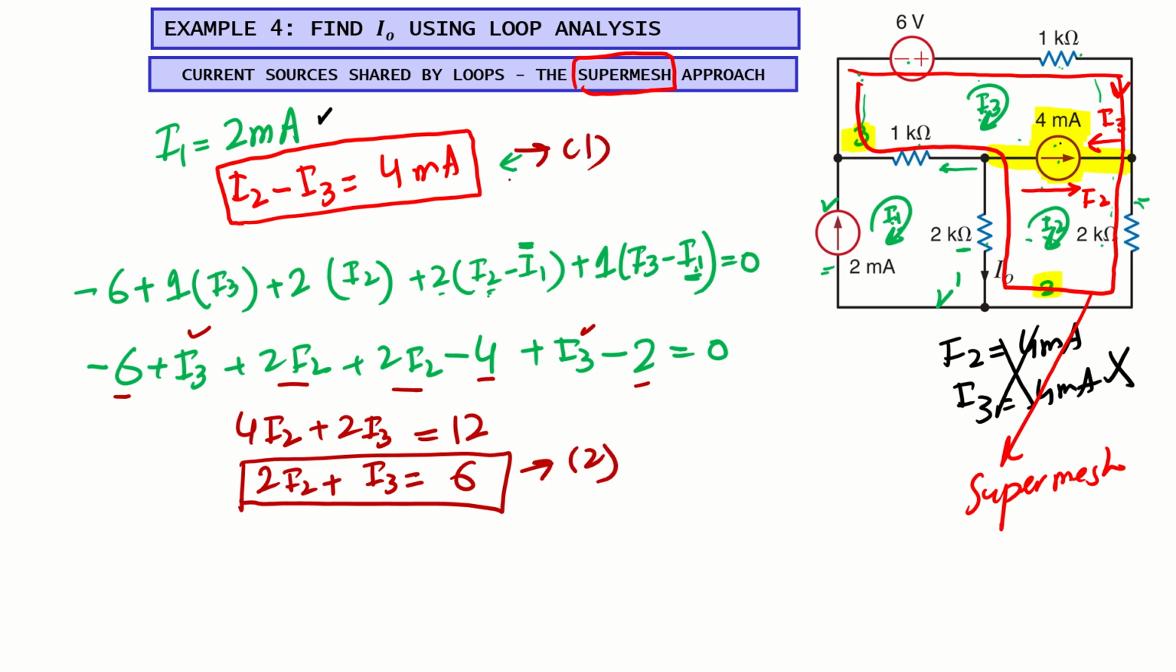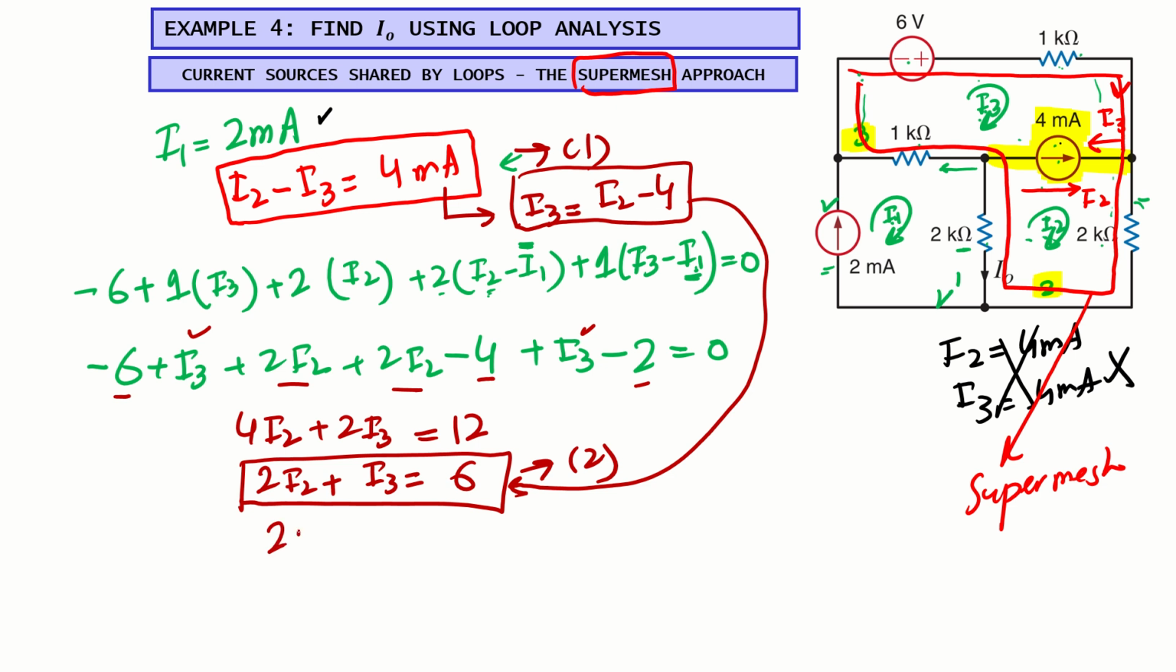Two equations, two unknowns. Let's, for example, do the substitution. I3 can be written as I2 minus 4. You can use either one. So let's substitute this here. We have 2 times I2 plus I2 minus 4 is equal to 6. So 2 plus 1 is 3. So 3 times I2 is 6, and this 4 goes to the other side, plus 4. So basically I2 will be 10 divided by 3 milliampere.